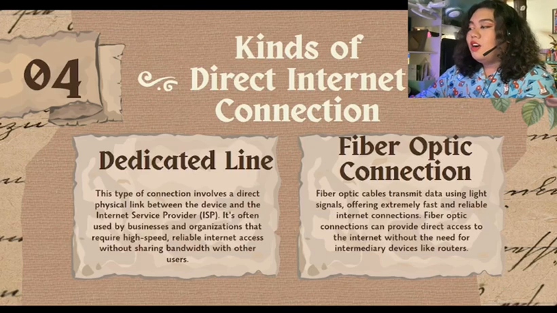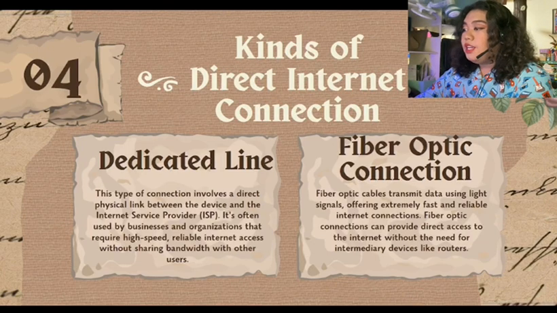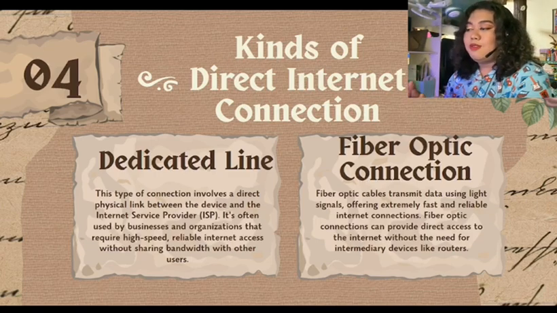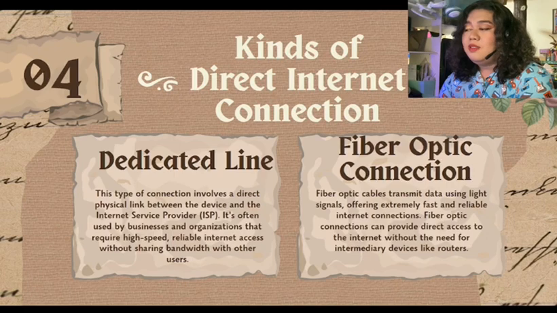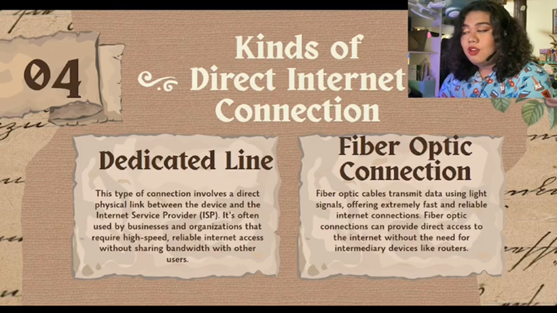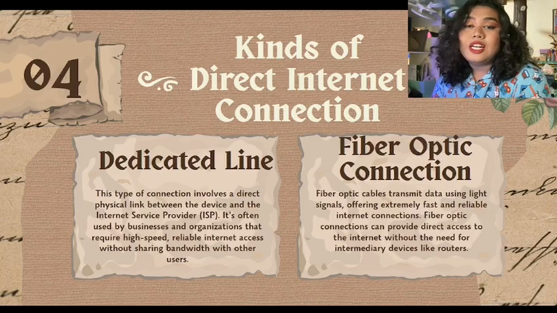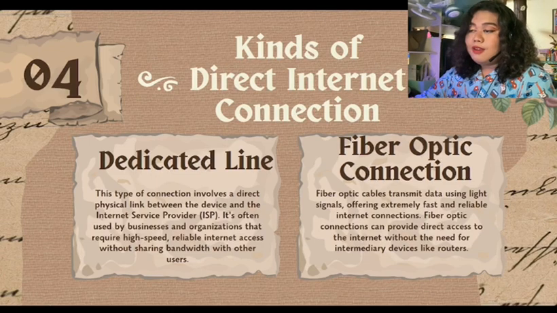Dedicated line. A dedicated line is a type of internet connection that involves a direct physical link between the device and the internet service provider or ISP. It is often used by businesses and organizations that require high-speed, reliable internet access without sharing bandwidth with other users. Now, a dedicated line is more of an internet connection that is not shared with other users. Next is the fiber optic connection.